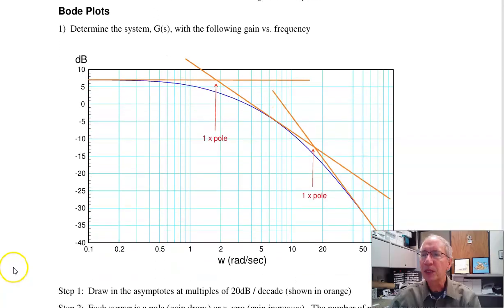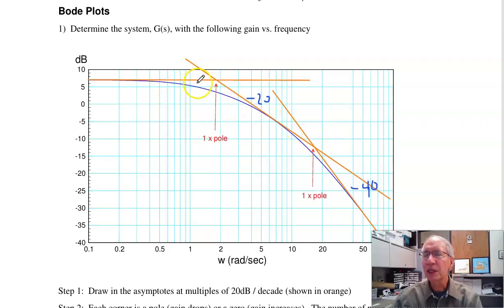The first problem is, given the gain versus frequency, the blue line, what's the transfer function? Well, the trick here is to draw asymptotes at multiples of 20 dB per decade. So that'd be the first orange line, that's 0 dB per decade. The second one dropping off at minus 20 dB per decade. And the third one dropping off at minus 40 dB per decade.